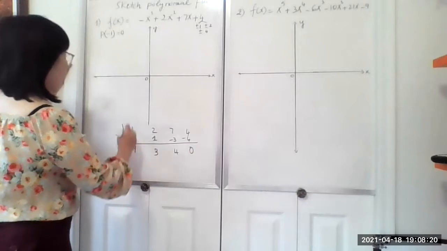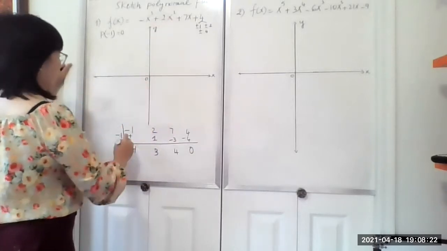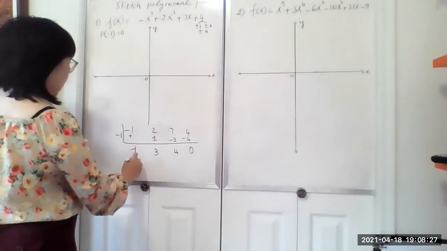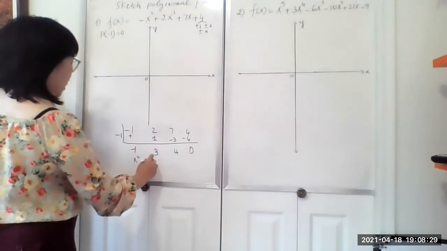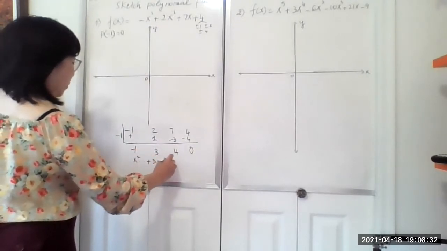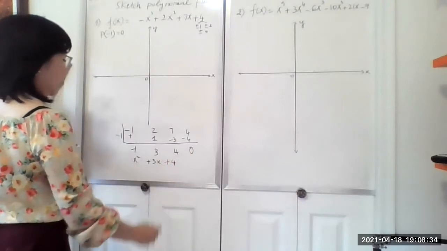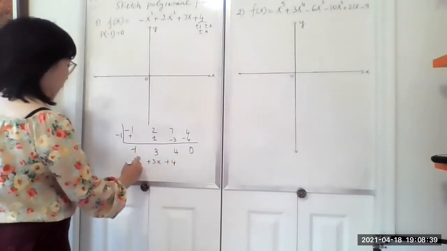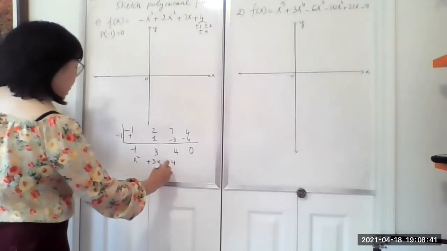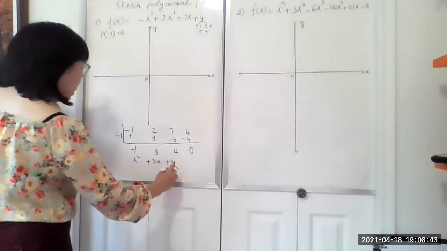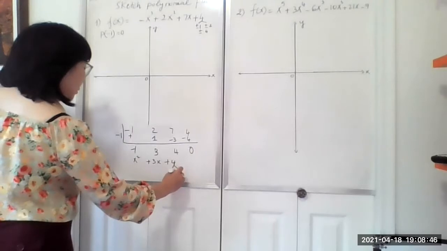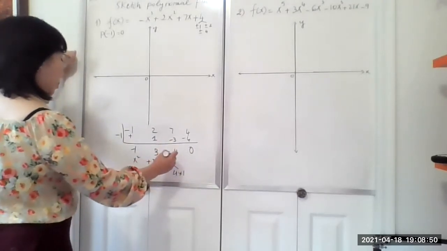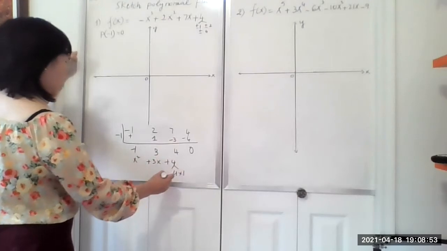So now we know we divide out by 1x. So this will represent x squared plus 3x plus 4. Now we can continue to use the synthetic, but we also can use the quadratic factor. So I know that I can split this by 4 times 1.